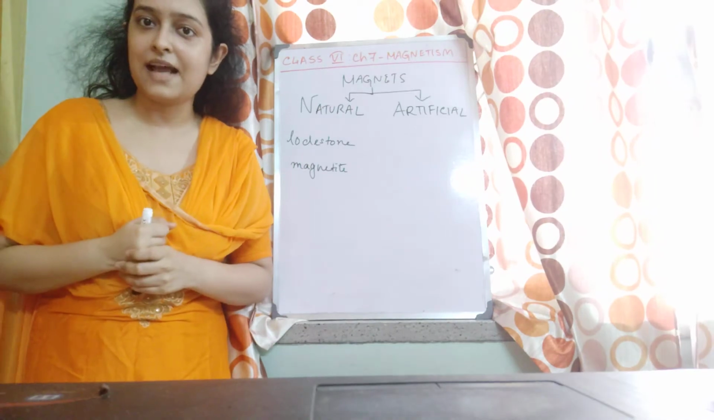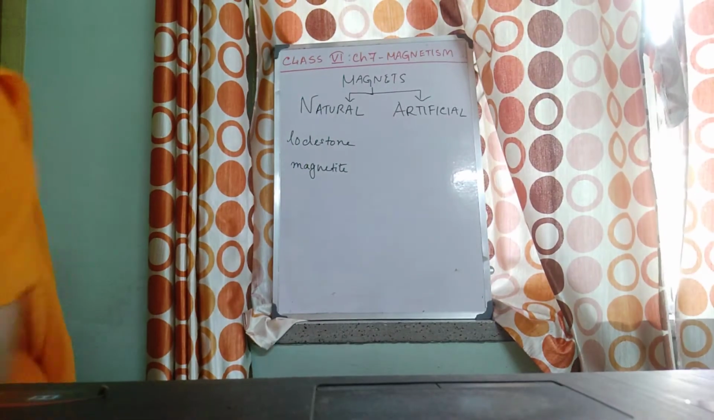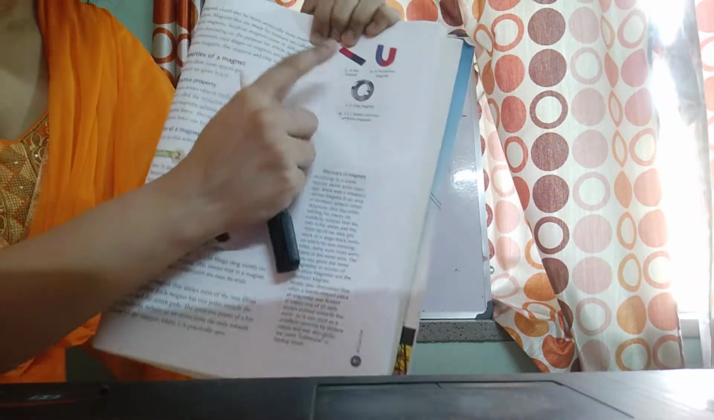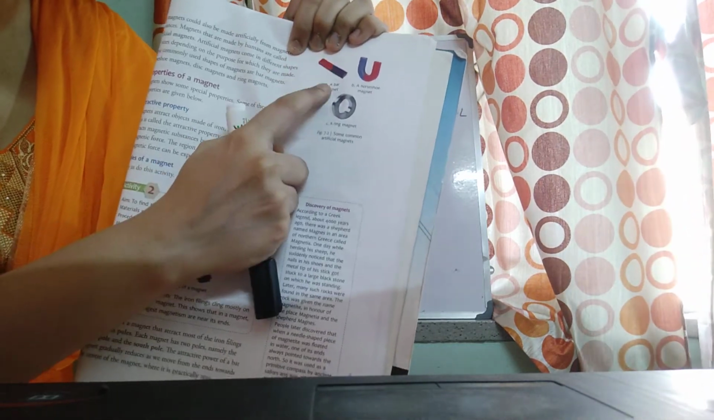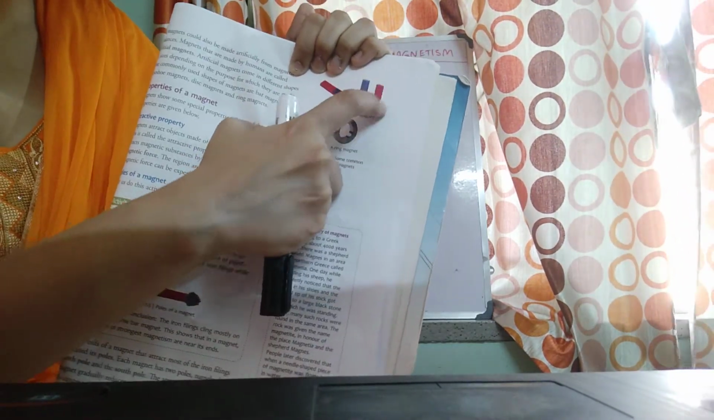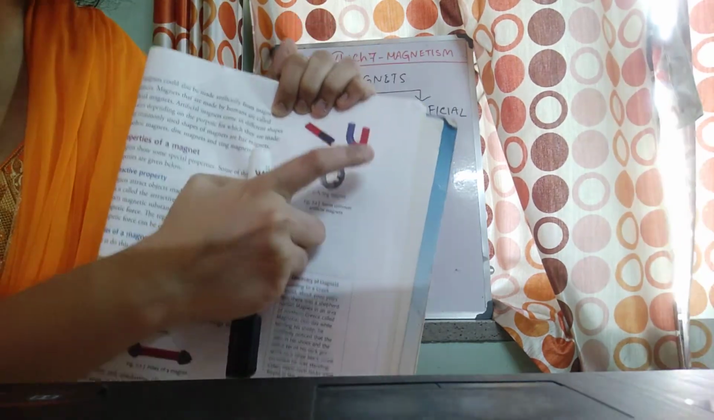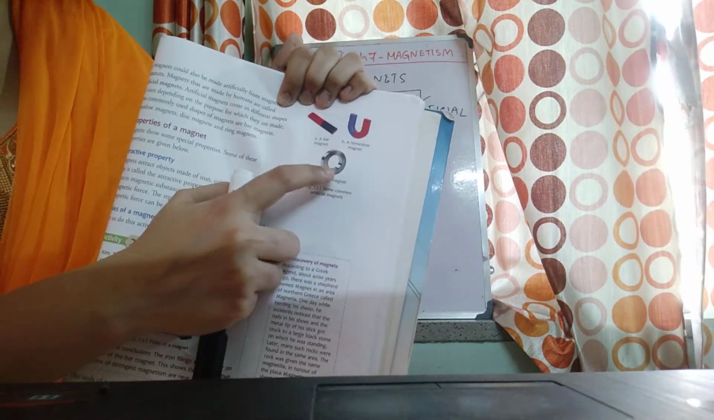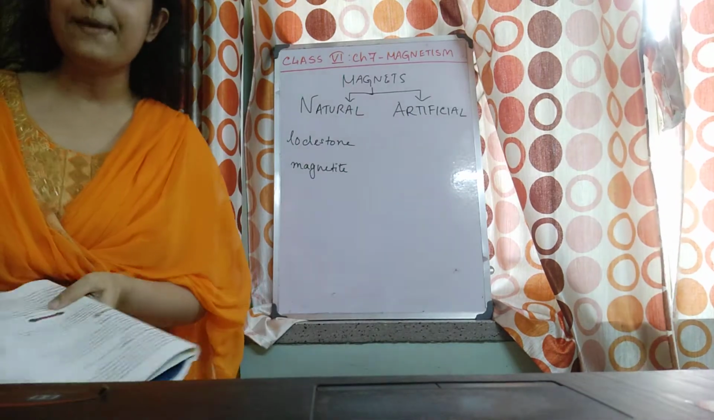We can make the artificial magnets of different shapes and sizes as per our choice, right? Artificial magnets can be the shape of a rectangular bar. I'll just show you in the book. You have the different artificial magnets in the form of this rectangular bar magnet. Can you see it's in the shape of a U or a horseshoe? So it's known as a horseshoe magnet. This one is in the form of a ring, so it's known as a ring magnet.